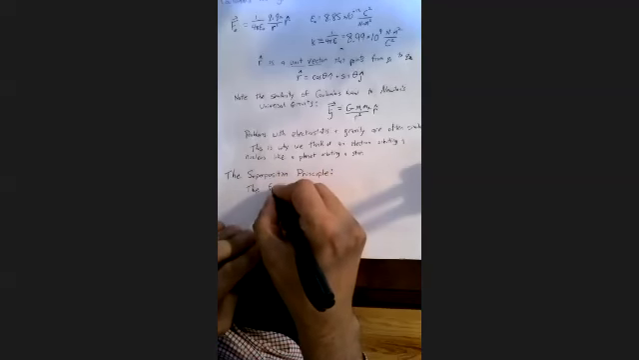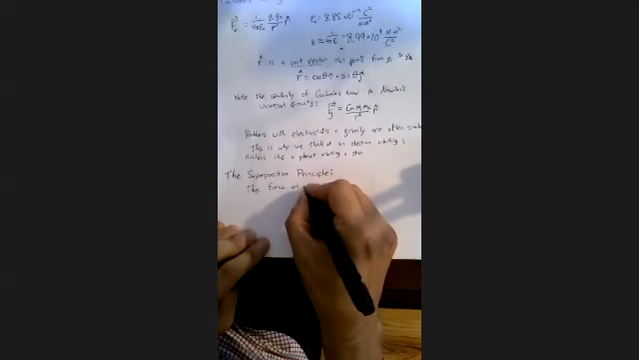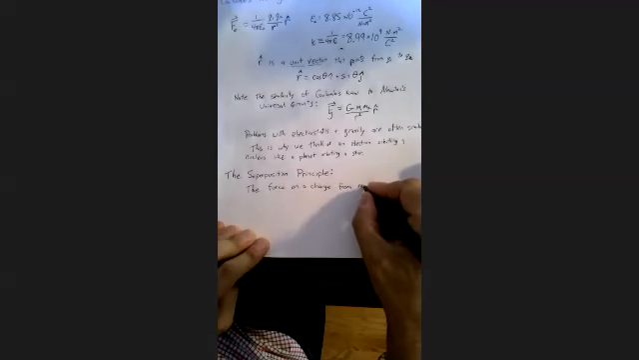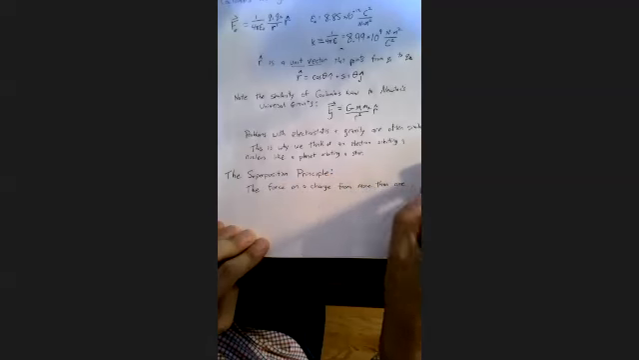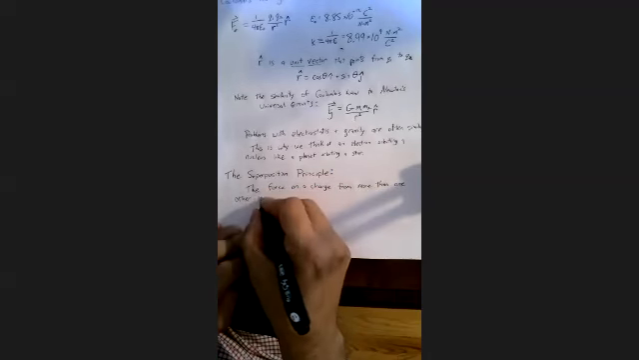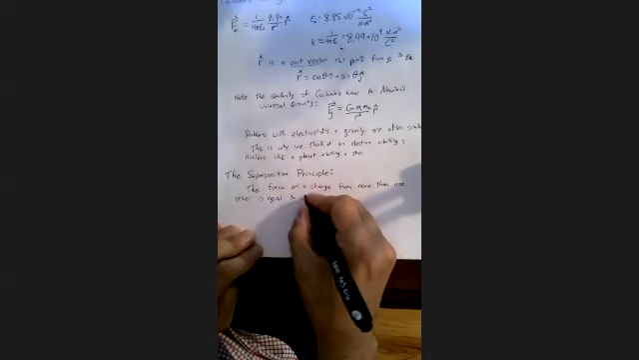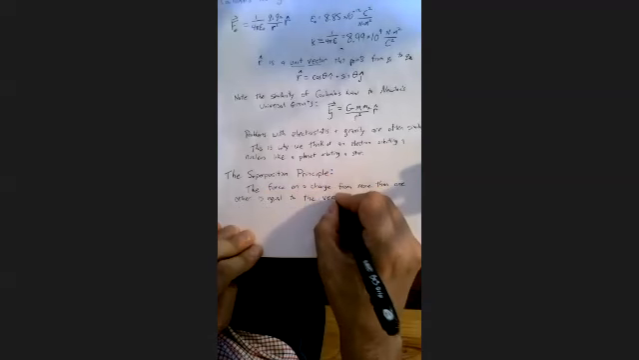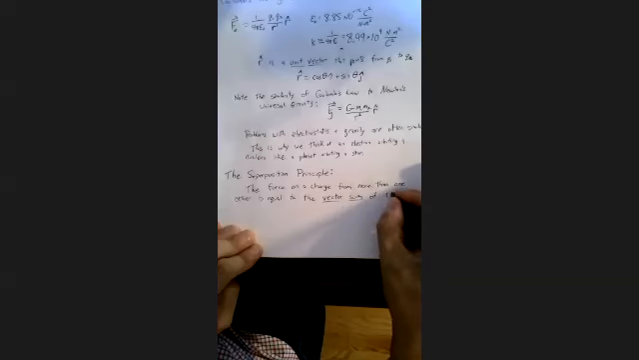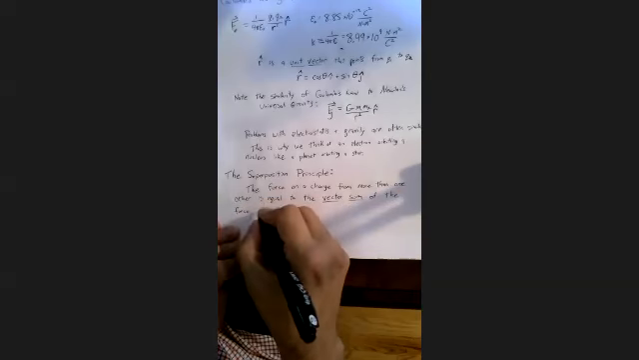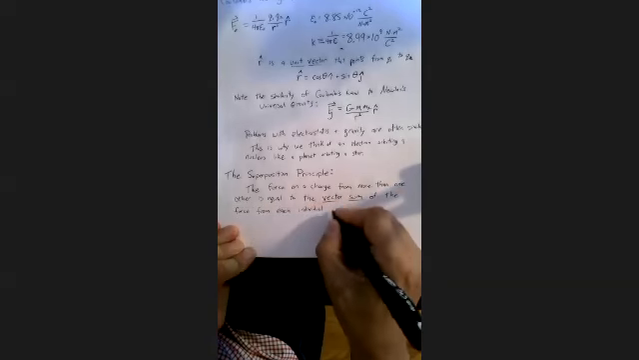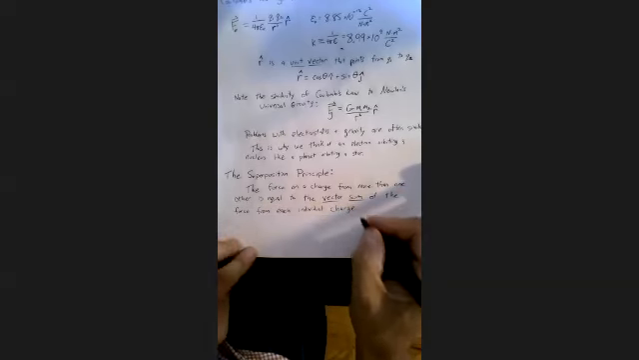So the force on a charge from more than one other point charge, and we're going to do some examples as well, so you'll see, is equal to the vector sum of the force from each individual charge.